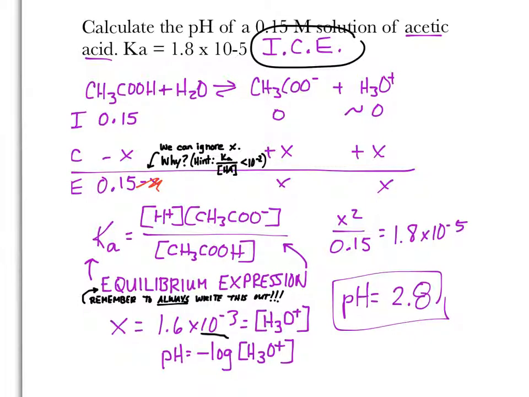Make sure you show the equilibrium expression. Solve for X. X gives us the hydronium ion concentration. And then from that we take the negative log, we get a pH of 2.8.